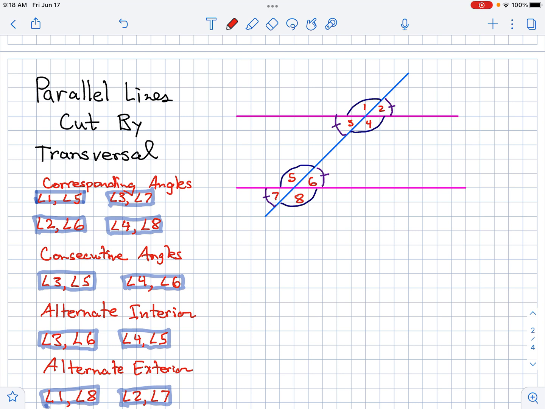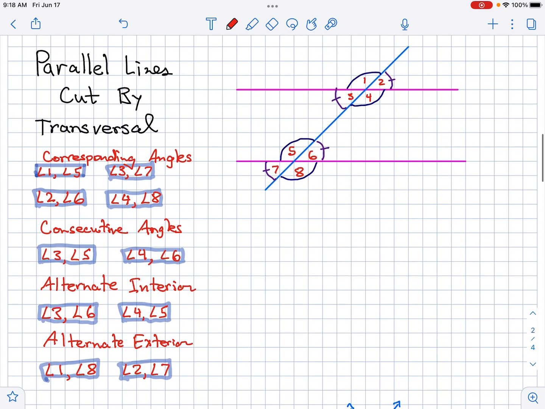But if you just know one value, for example, if you know that angle 2 has a measure of 30 degrees, then you can find every other angle by either saying it's equal or it's supplementary to angle 2. Okay? So this is very important. Now, look, here's the deal. You can be asked to show that lines are parallel, or you can be asked to find, given that they're parallel, the angles.